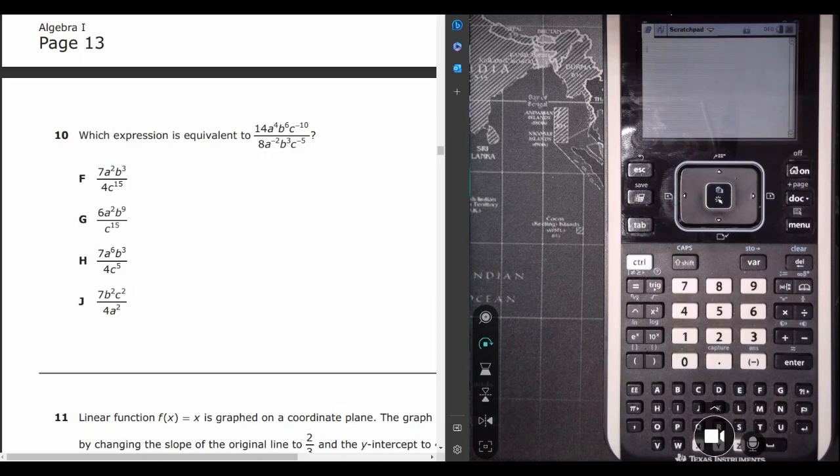In this problem, notice we have a star question here, and it states which expression is equivalent to this particular exponent, right? That's written as an expression. So let's take a look and see what we can do here.